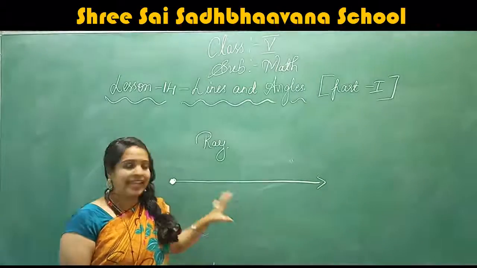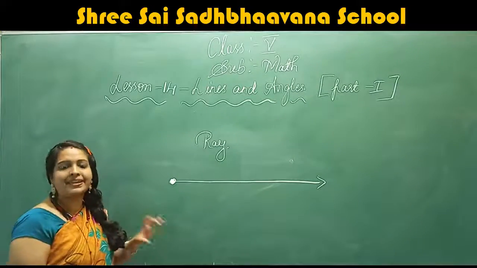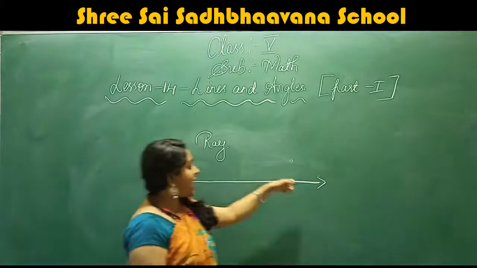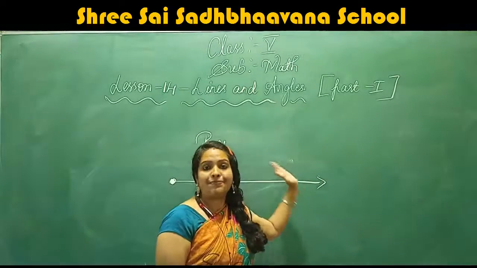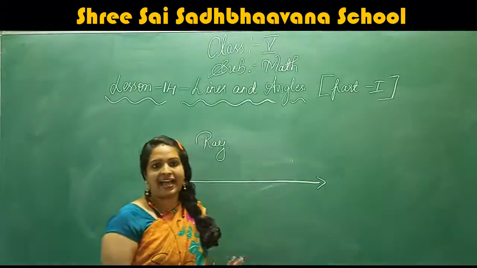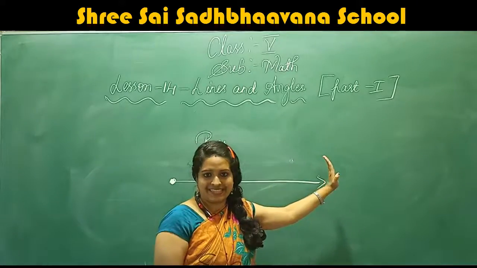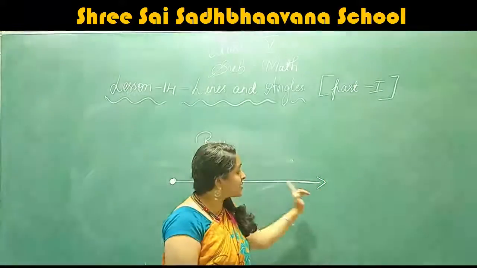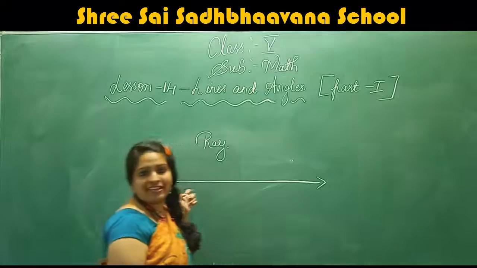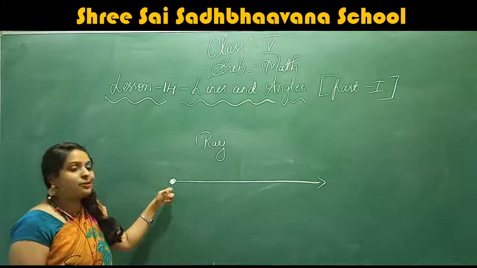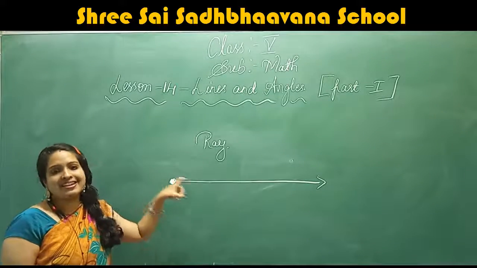In a ray, what you have to observe is the one end point. The other side is open. That means you can extend this side. You can continue in this direction but not here. Here there is an end point. So this is called a ray.